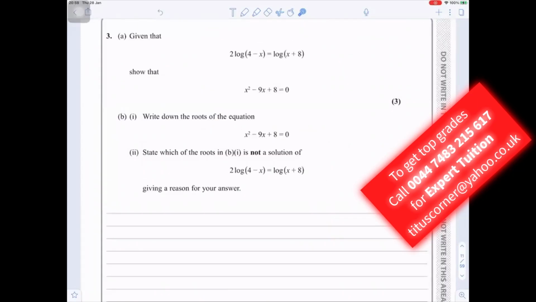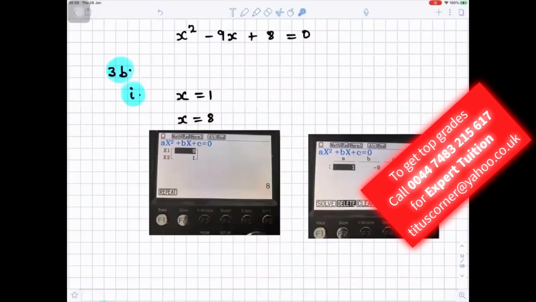Question 3b says, write down the roots of the equation x squared minus 9x plus 8 equals 0. You can factorize it or you can use a calculator, where a, the number in front of x squared, is 1. The number in front of x, b, is minus 9. The number without x, the constant, is 8. And in the calculator, you get the two answers, 8 and 1. So x equals 1 or x equals 8.